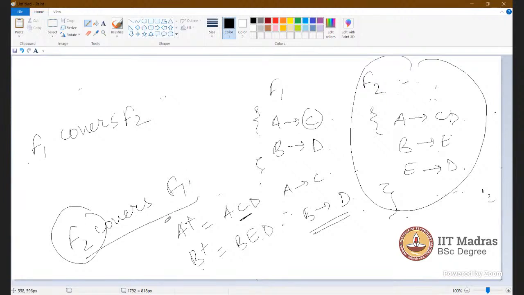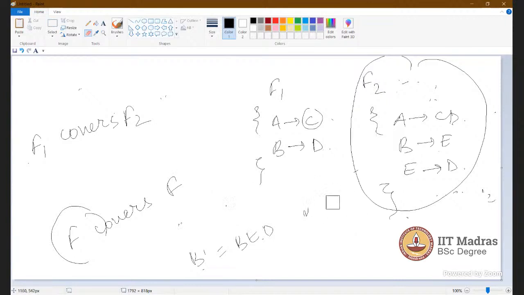Yes, sir. And can we say the opposite, that F1 covers F2? We have to check that. We already checked that one; now we have to check whether this is present or not. So what do we get? Only AC, right? So CD is not present.